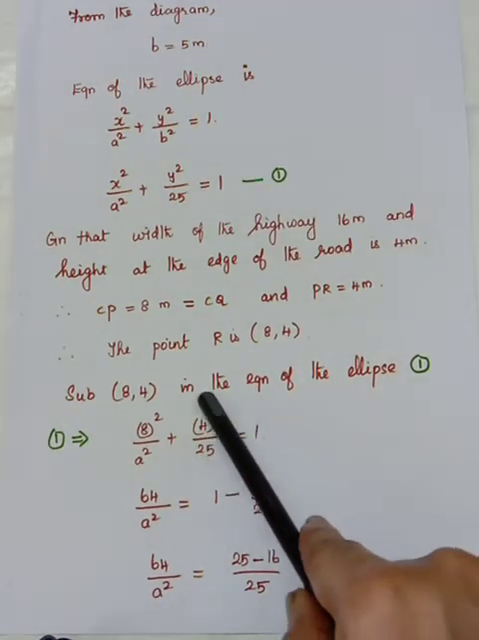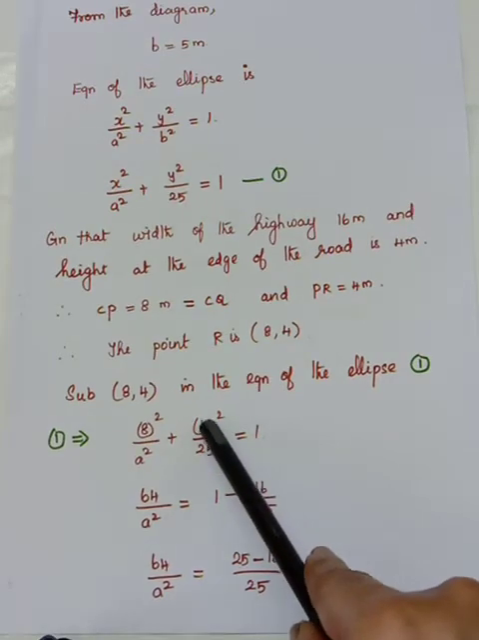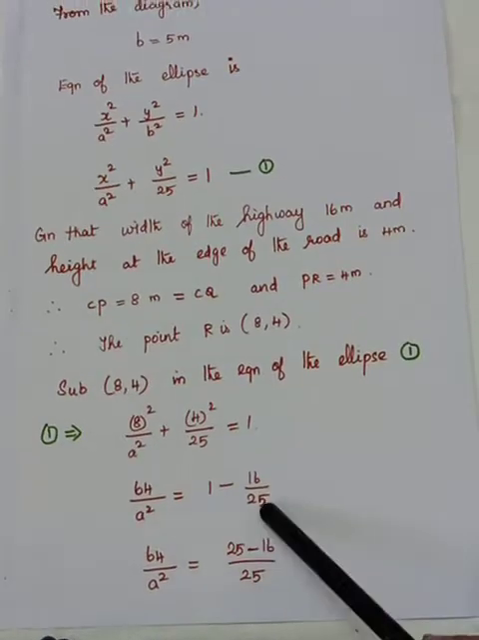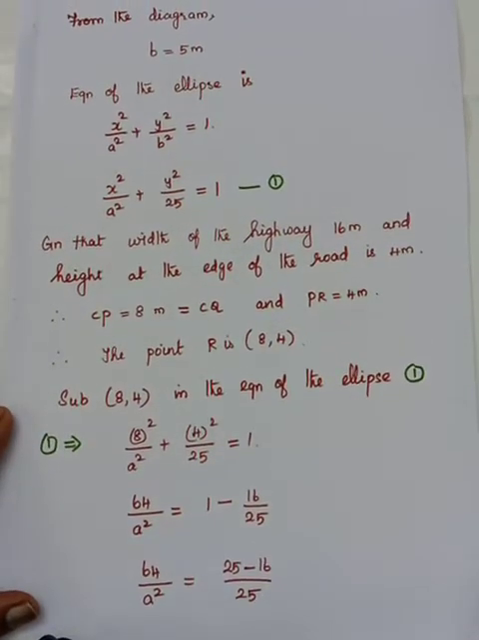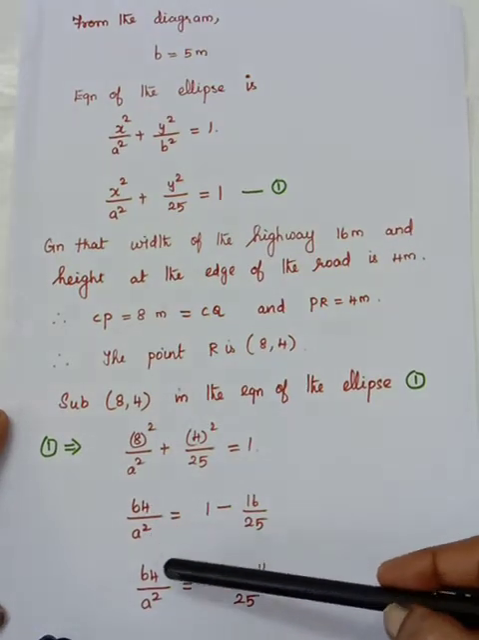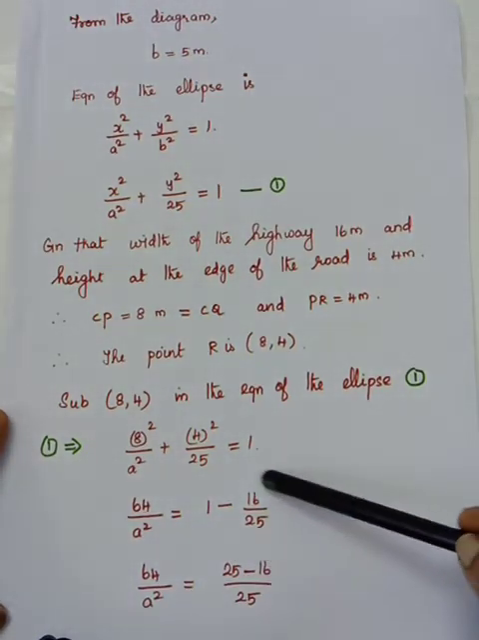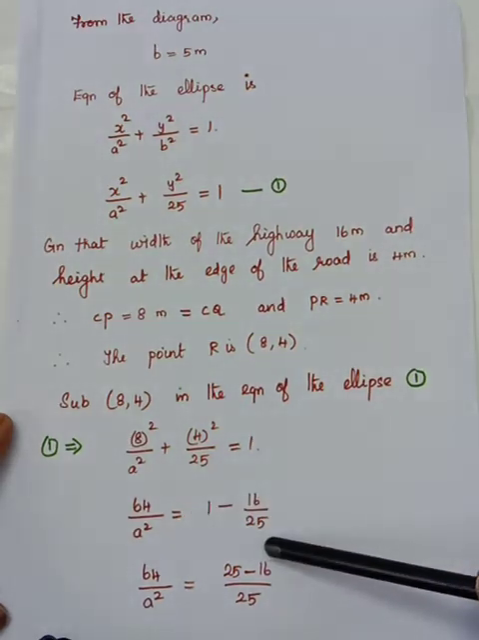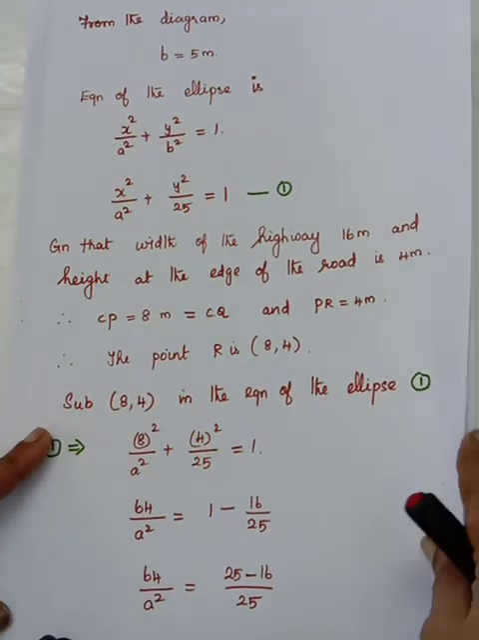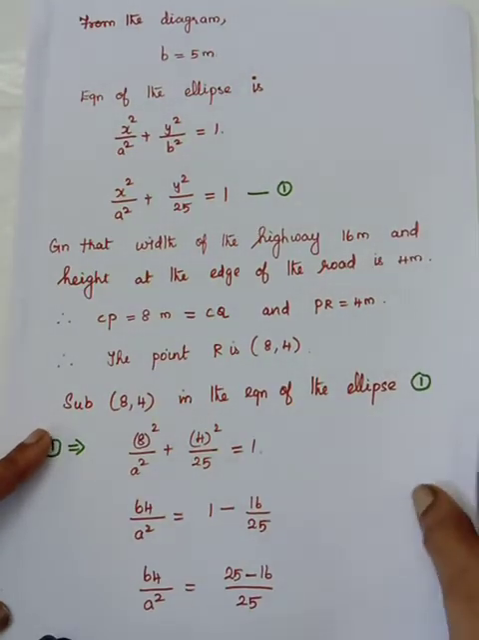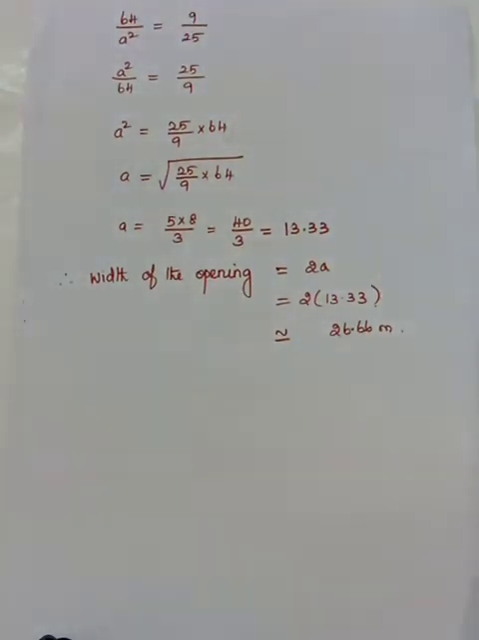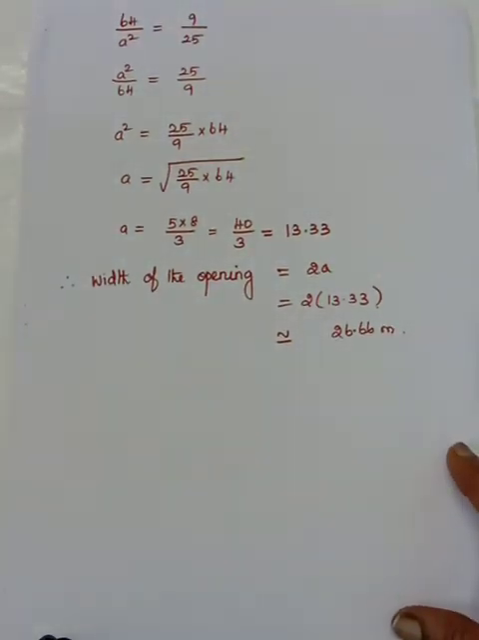4 squared is 16, so 16 by 25. When you take it to the right side, it is 1 minus 16 by 25. Here 8 squared is 64, so 64 by a squared is equal to, here you have to take the LCM, so it is 25 minus 16 divided by 25. 25 minus 16 is 9. So 64 by a squared is equal to 9 by 25.